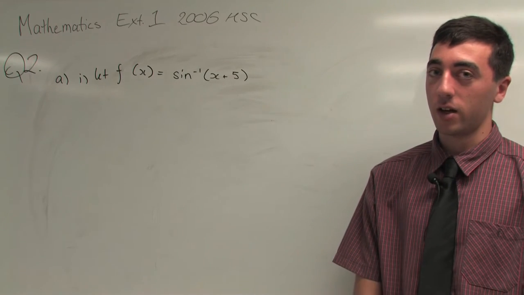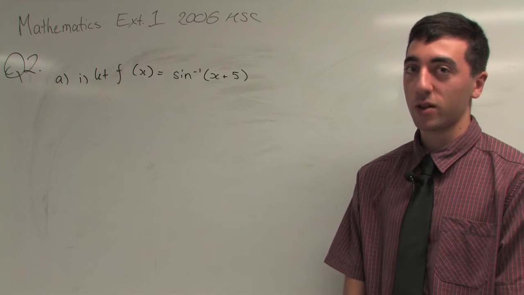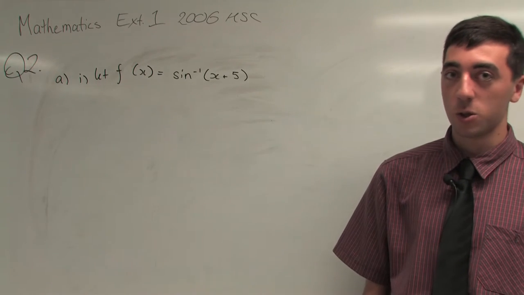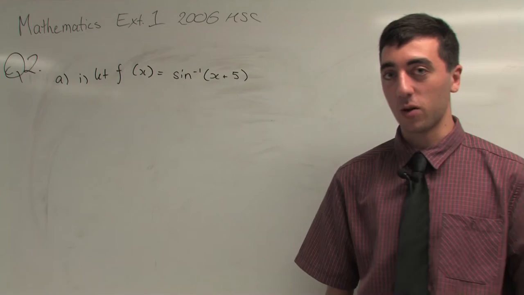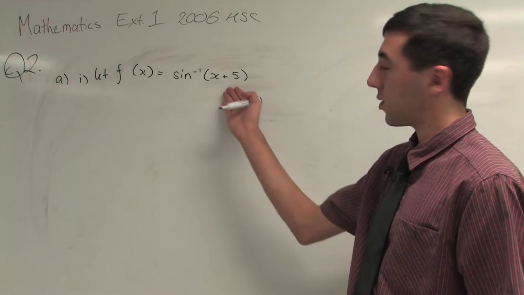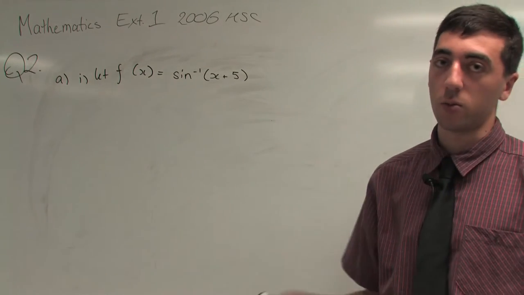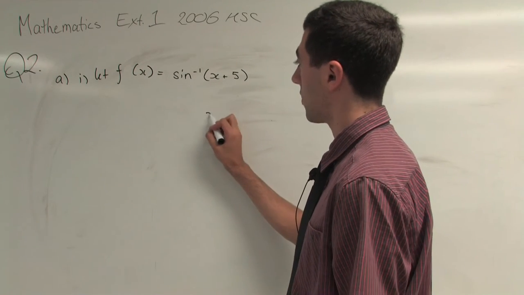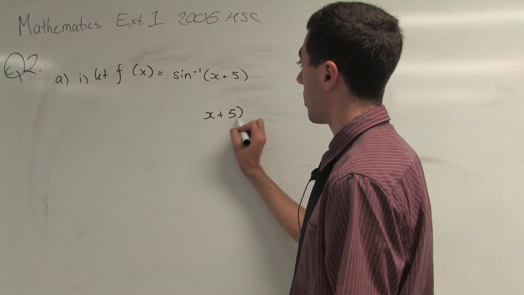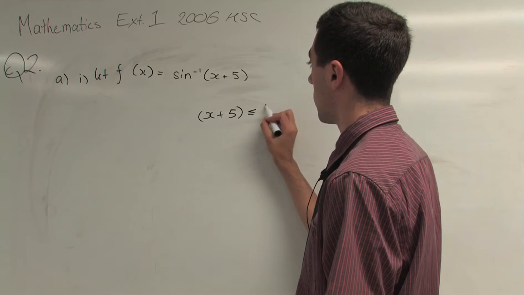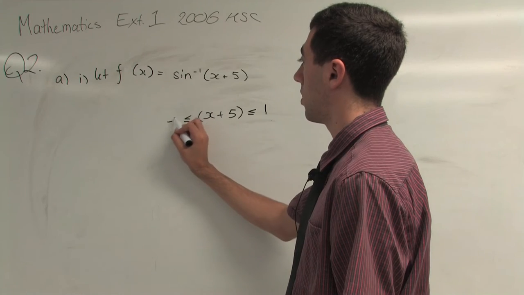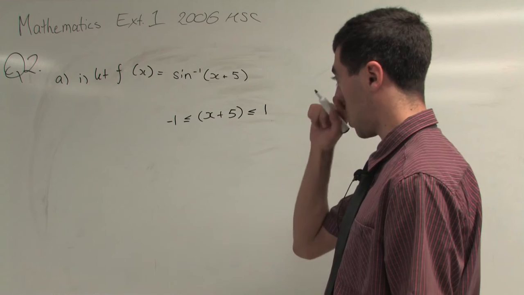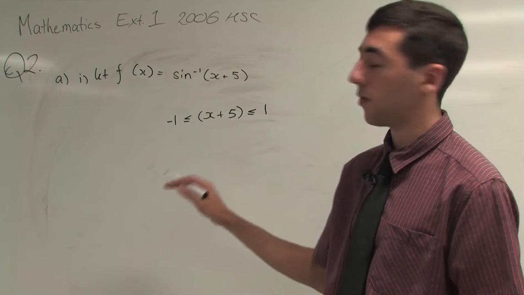In question 2a, which is a three-part question, we're considering the function f(x) = sine inverse of (x + 5). The first part asks us to state the domain and range of this function. Imagining this x + 5 was our normal x, we know that x would be between 1 and minus 1. So for our domain, x + 5 should also be between 1 and minus 1, because that is the domain for every sine inverse function. What we do now is subtract 5 from both sides.